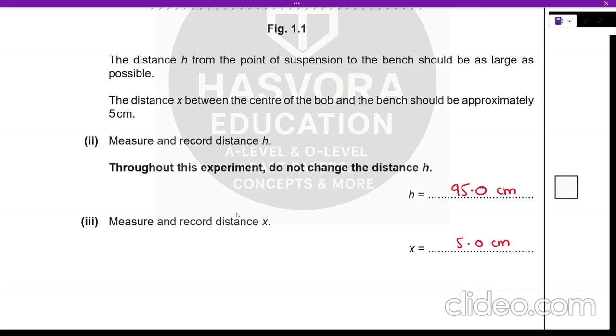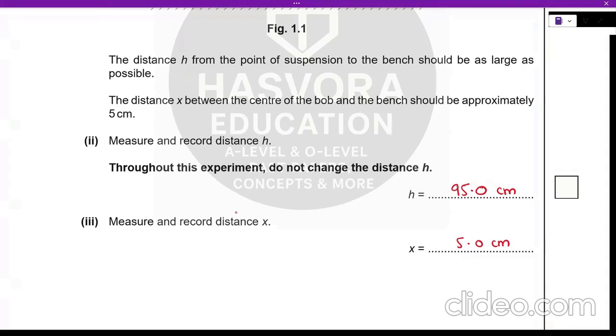As I told you, you have to record to the precision of the instrument, as the ruler gives you 0.1, so I have also taken the reading as 95.0 centimeter. Then they have told us to set the distance x to approximately 5 centimeter. So it can be 5.1, 5.2, 4.9. It can be in that range, but it should be approximately 5 centimeter.